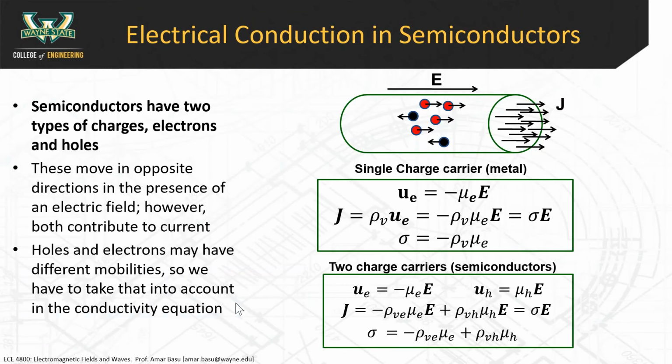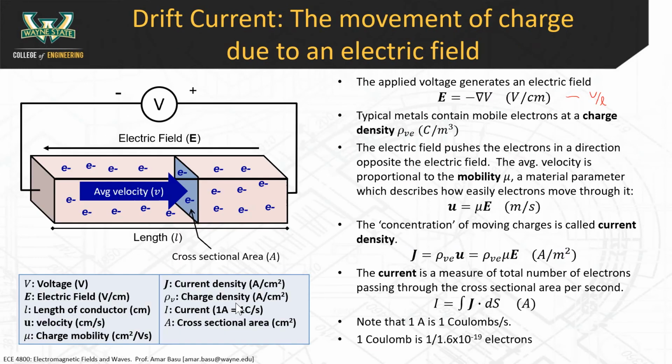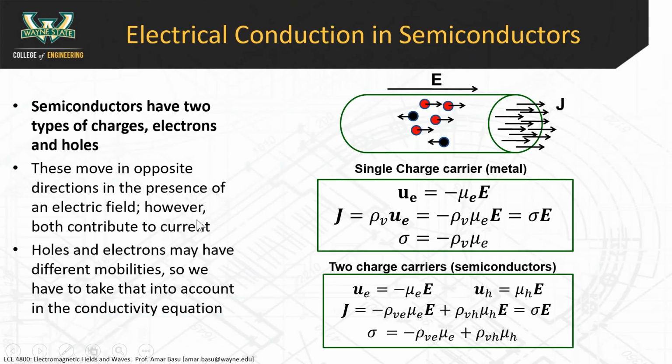Now let's talk about semiconductors. One of the important differences between metals, which you see here, is that metals have just electrons, but semiconductors can have two types of charges, electrons and holes. And it turns out that you can have both play a role in the conduction.